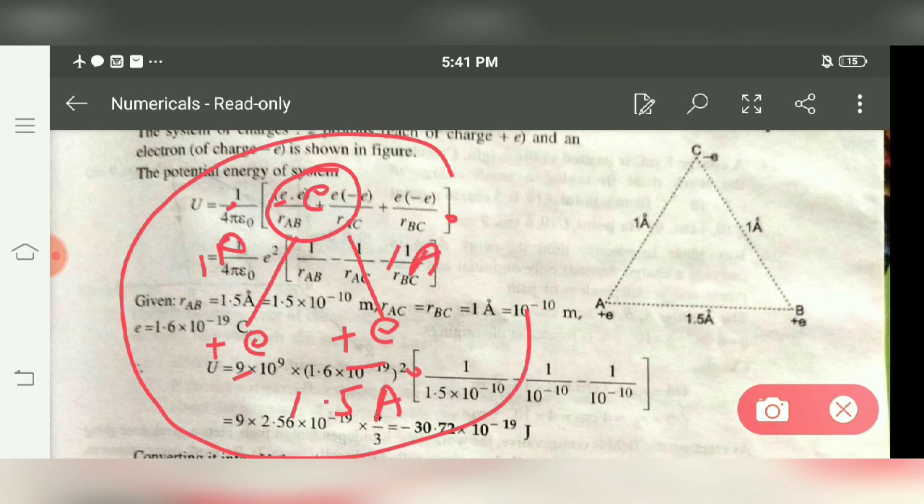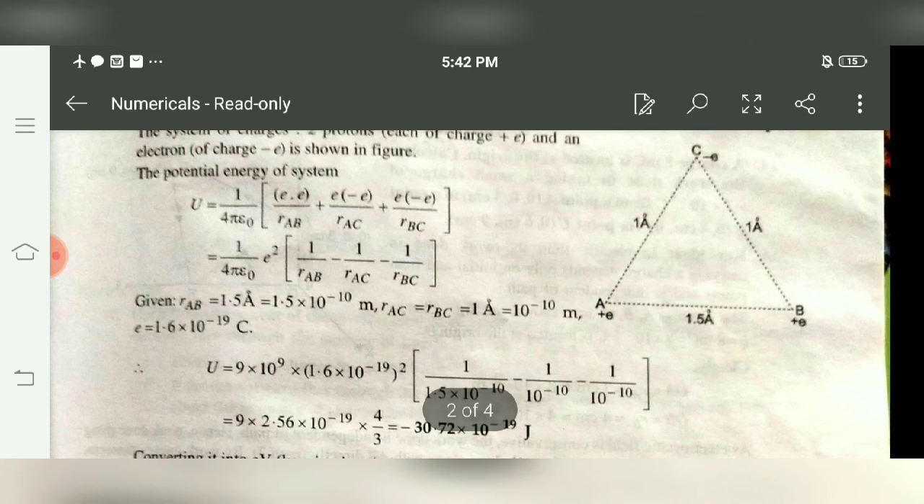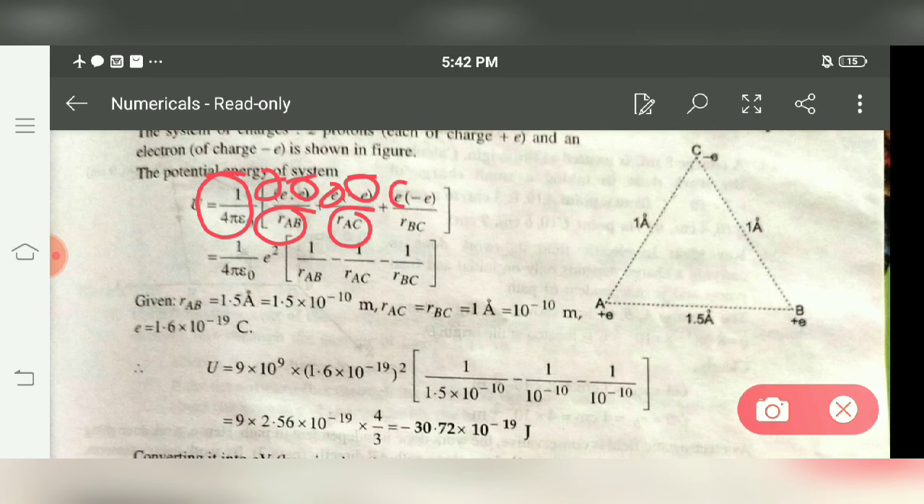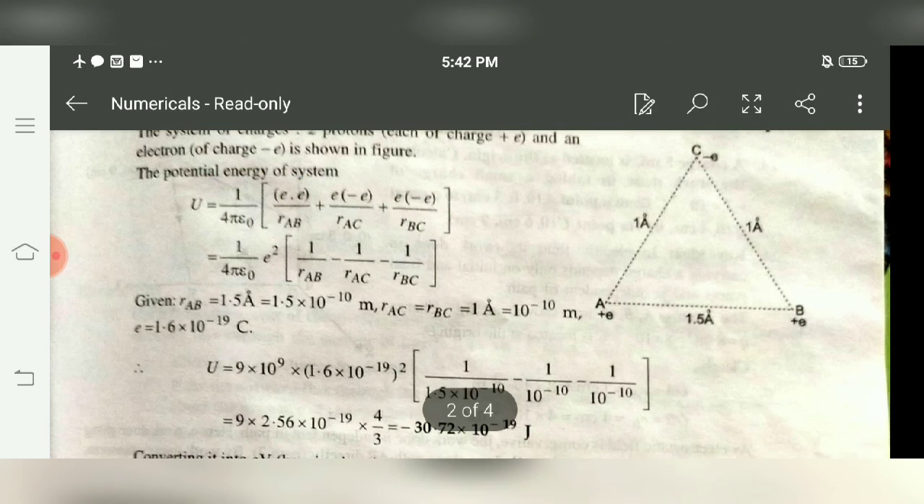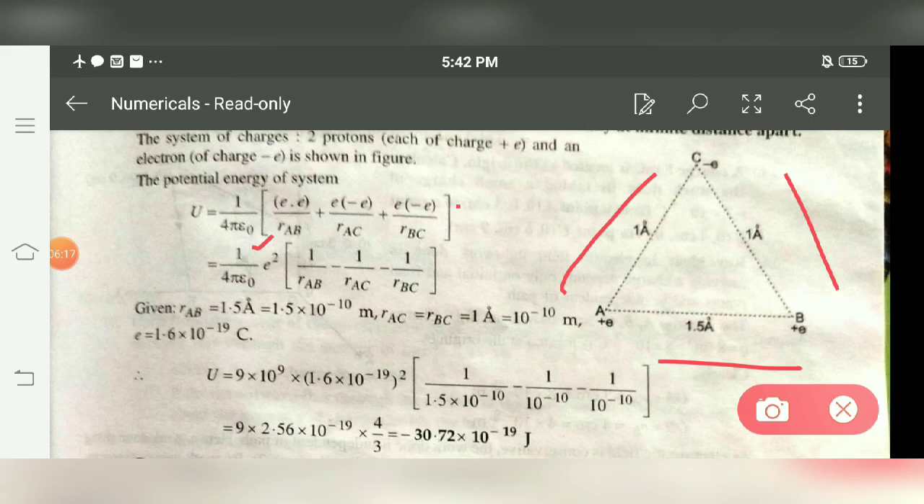So we'll use the potential energy formula for the system of 3 charges with no external field, and that formula is 1 by 4 pi epsilon naught, charge 1 charge 2 upon distance between them, plus charge 2 charge 3 upon distance between them, plus charge 1 charge 3 upon distance between them. So the distance between each we know, and the charge on each we know. This is e square, e square, e square. Taking e square common, inside we get 1 by R_AB minus 1 by R_AC minus 1 by R_BC. Minus sign is due to the electron.